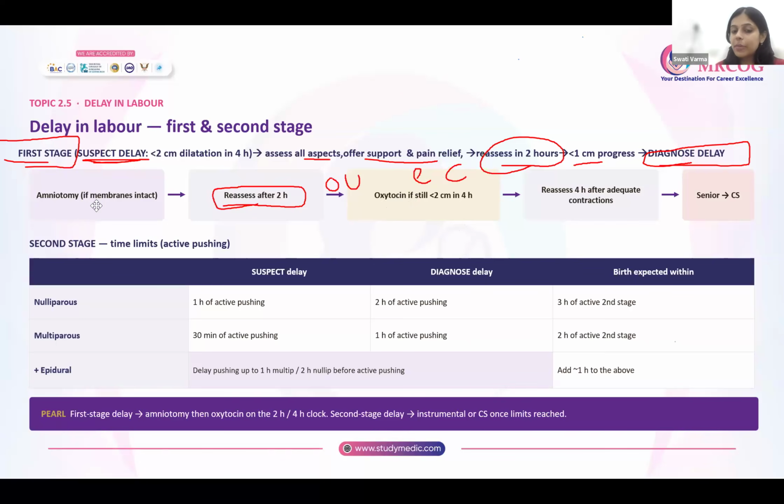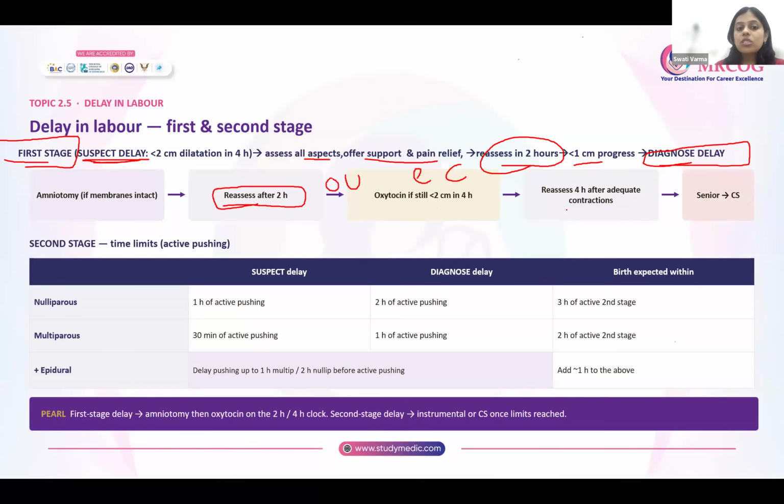After amniotomy, you are re-examining after 2 hours. After oxytocin, you are re-examining in 4 hours. If progress is still less than 2 centimeters, reassess 4 hours after adequate contractions. If you think that contractions are still inadequate, or despite adequate contractions cervical dilatation is inadequate, then take a senior opinion and consider cesarean section.